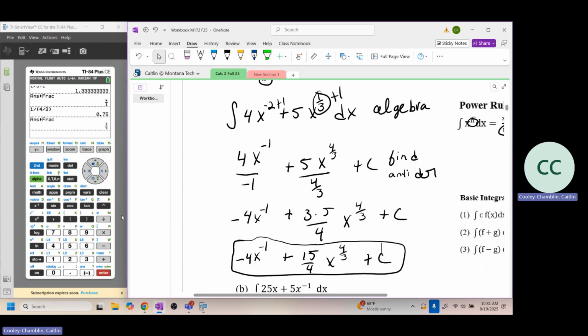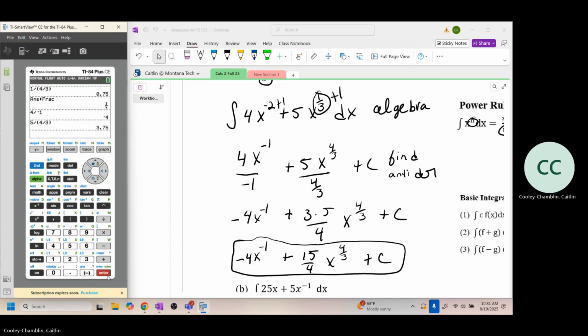You can do 4 divided by -1 in your calculator. 4 divided by -1. You get -4. I could have just typed this in my calculator. So 5 divided by 4 divided by 3. And I get a number. That's not a helpful number. And so to turn it into a fraction, if you hit the math key, it's the key that just turned red. Number 1 is frac, which means fraction. I'm just going to hit enter, and you'll see my answer is going to turn into a fraction. Then I hit enter again, and we get 15/4.